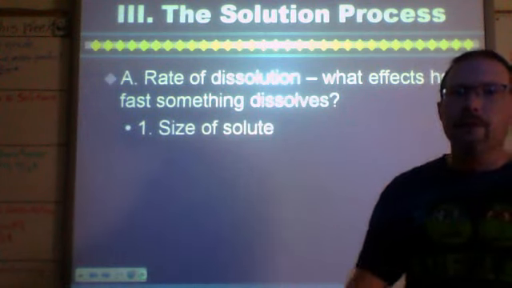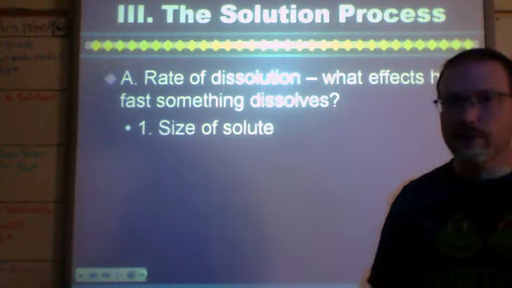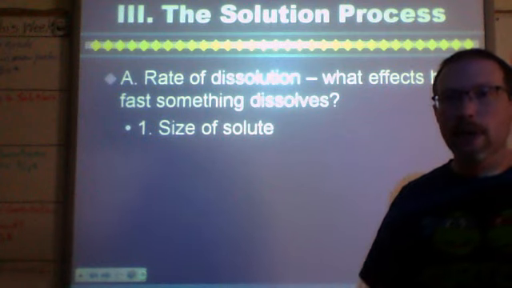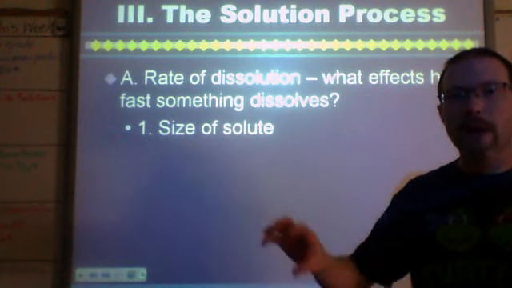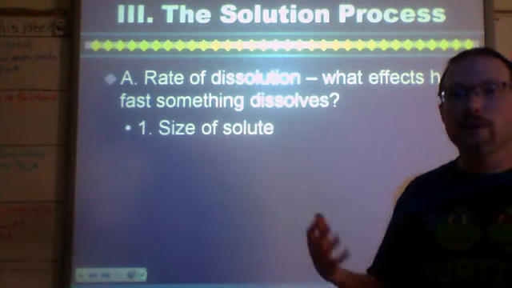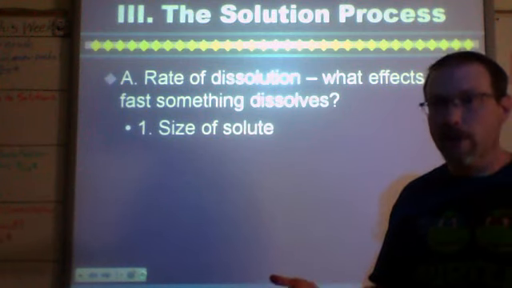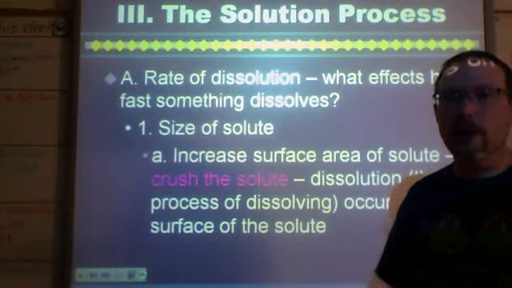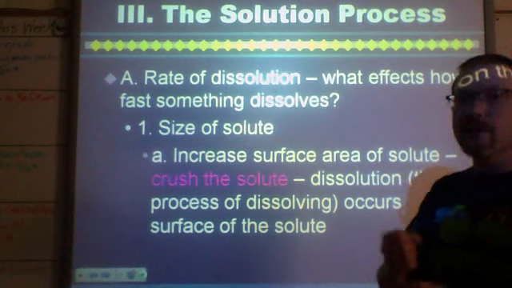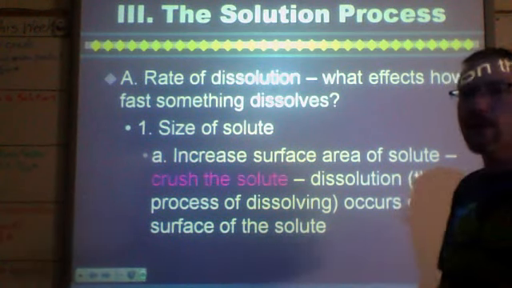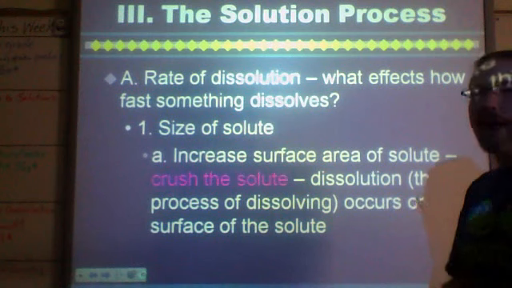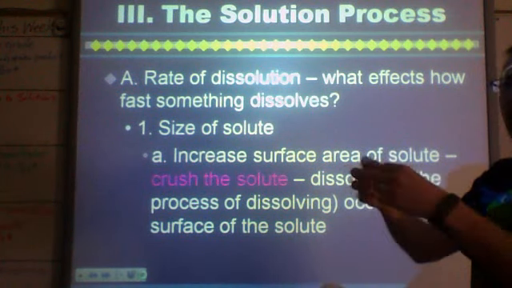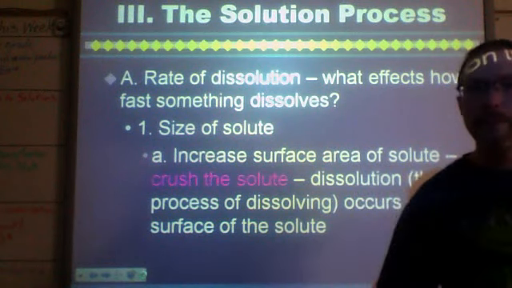Several things affect the rate that something will dissolve. First of all, the size of the solute particles. If I want to sweeten up a drink and I have the choice of either dropping in a sugar cube or dropping in powdered sugar, which one do you think would dissolve faster and cause my drink to become sweeter faster? If you said the crushed sugar or the powdered sugar, you're absolutely right. Because as I crush that solute into smaller and smaller pieces, it increases its surface area, which then allows more solvent, like water or tea or whatever, to get in there and pull those particles apart faster.